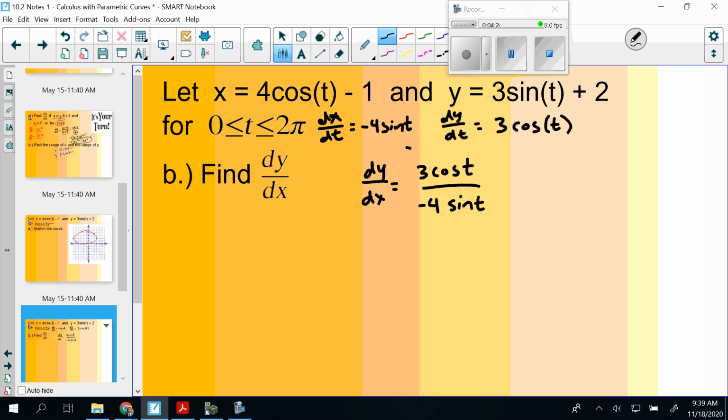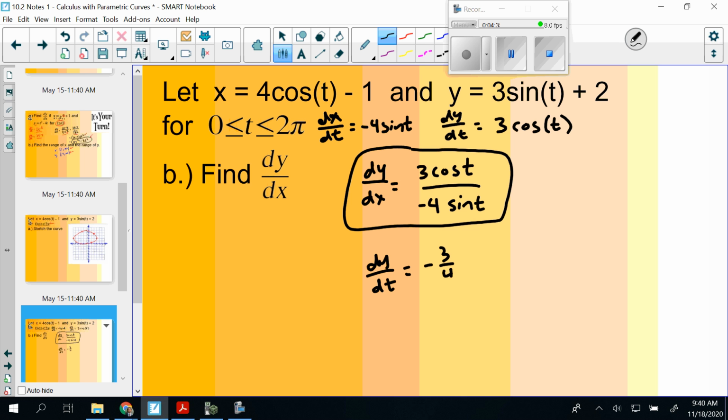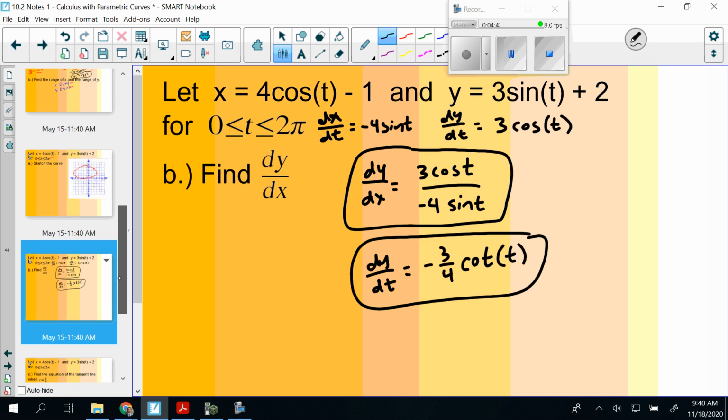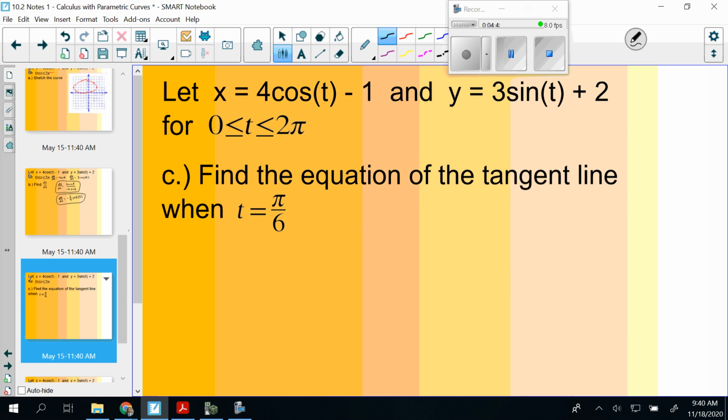So that's our derivative. Another way you could also write this: because we got cosine over sine, we know that's the same as cotangent as well. So that would be another way you could write the answer. Either one's fine there.